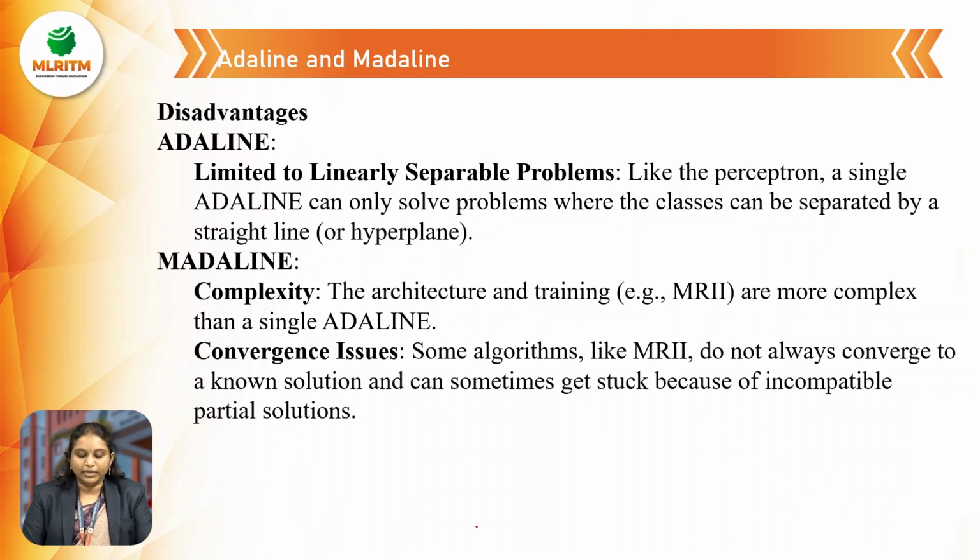MADALINE disadvantages are complexity and convergence issues. The architecture and the training of MADALINE 2 are very complex, more than a single ADALINE. On convergence issues, some algorithms were used but do not guarantee convergence to a solution, and it can get stuck in complicated partial problem solutions.